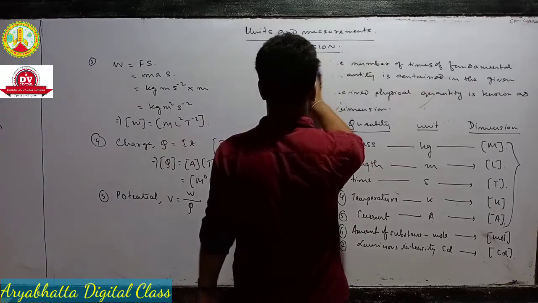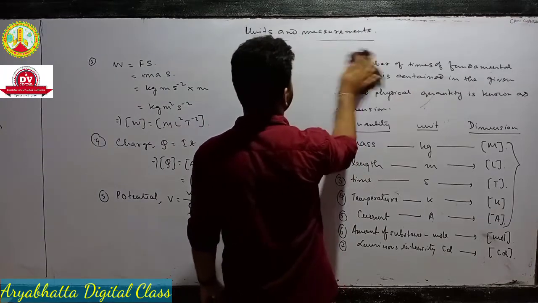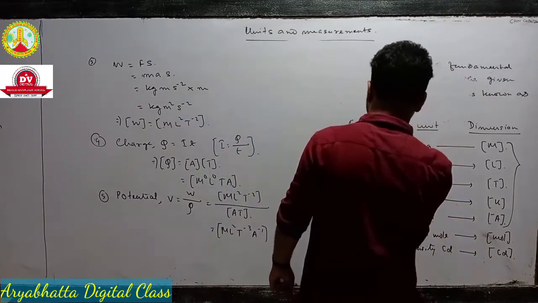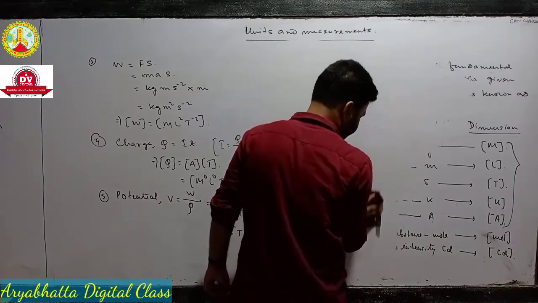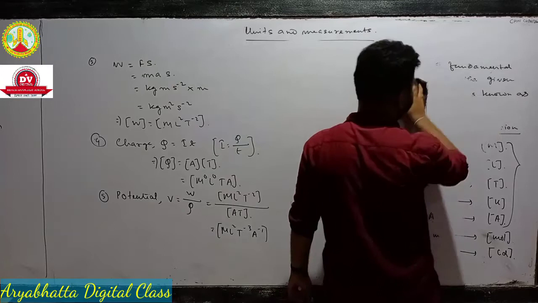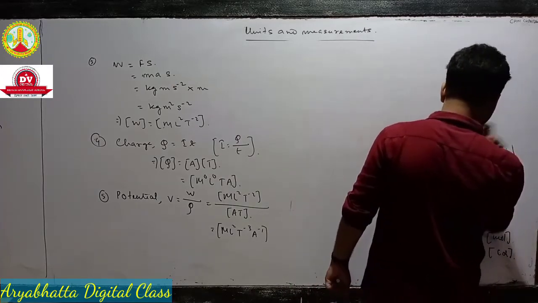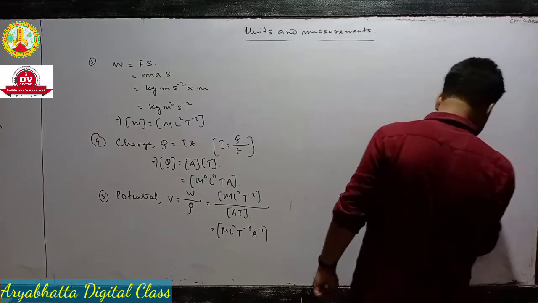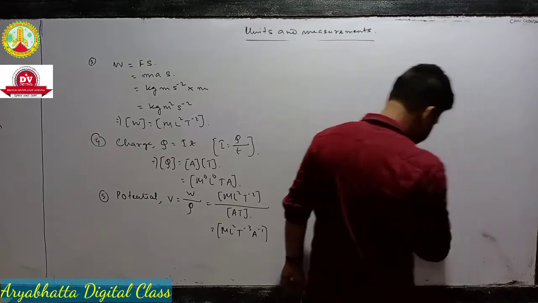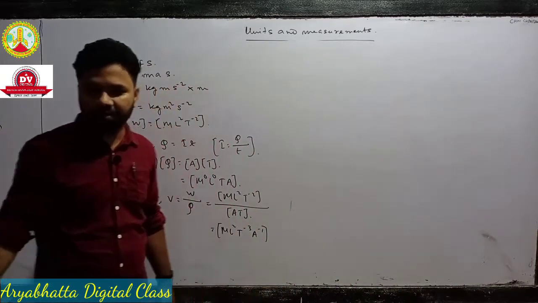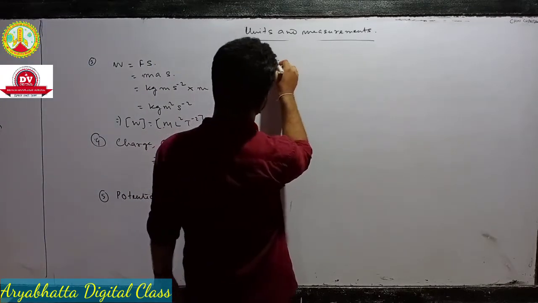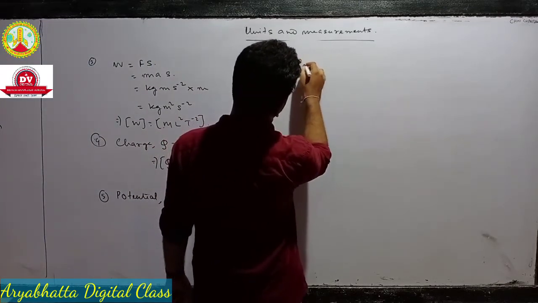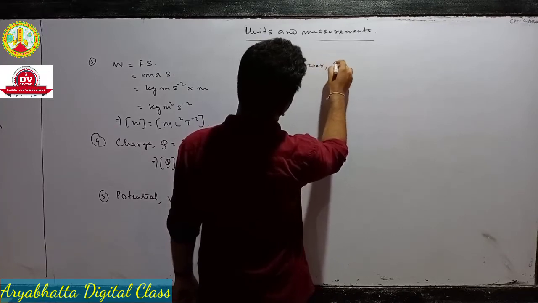Acha. The next one, you got one more physical quantity, that is resistance. Opposition to the flow of current. So what will be the dimension of resistance? So number 6. Acha, let us do power first. These are some important dimensions.